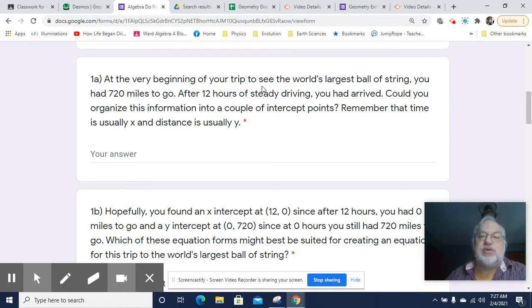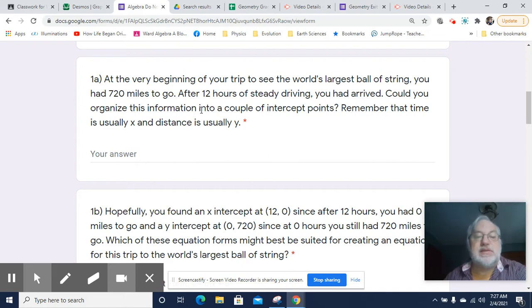At the beginning of your trip to see the world's largest ball of string, you had 720 miles to go. So the beginning of my trip, that means 0 time. I had 720 miles to go. After 12 hours of steady driving, you had arrived. That means I don't have any more distance to go. So I have 0 miles to go when 12 hours have passed.